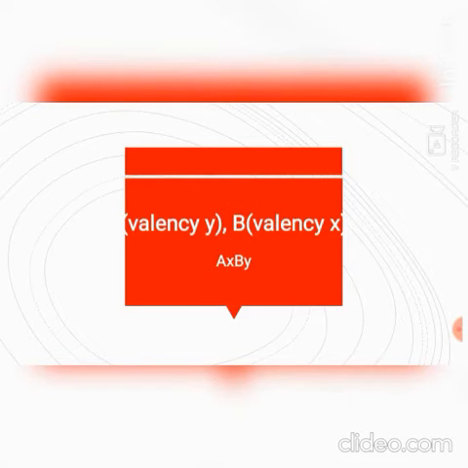Let us imagine that there are two elements, element A and element B, and element A has the valency Y and element B has the valency X. So what happens is the valency of B will be written along with element A and the valency of A will be written along with element B. So it forms AXBY.